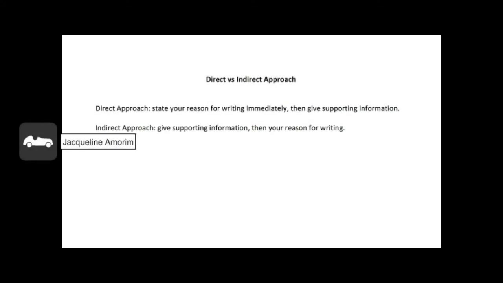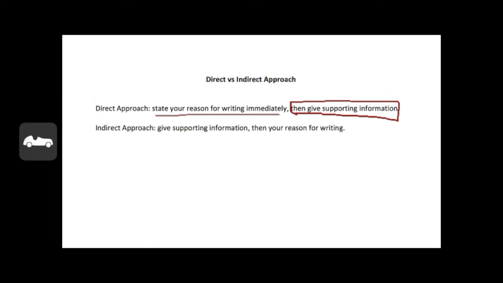All right, last thing I'm going to go over is the direct approach versus the indirect approach. Now, 9 times out of 10 in professional communication, you're going to use the direct approach. So when I went over memos, I talked about the direct approach a lot. In the direct approach, in your subject or in the first line, you state your reason for writing immediately. Then the rest of the document gives supporting information.